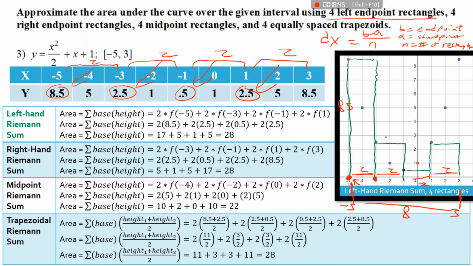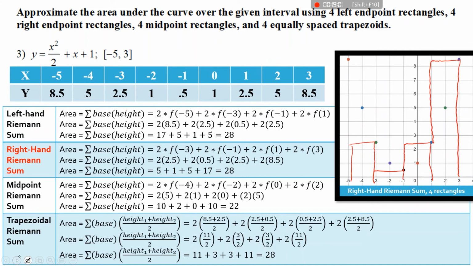Okay, then I just keep doing that for each rectangle. So this next one, between -3 and -1, the height from the left would be the height at -3. Plug in -3, you get 2.5. So 2.5 times 2 is an area of 5. Okay. Cool. Thank you.